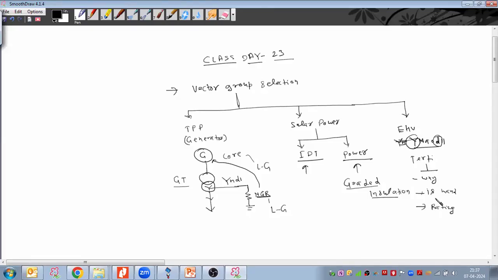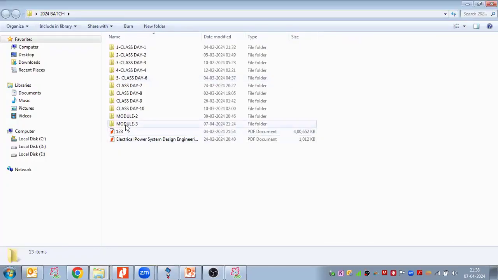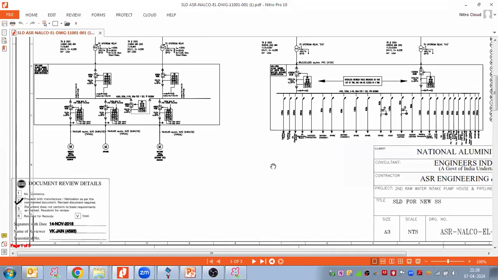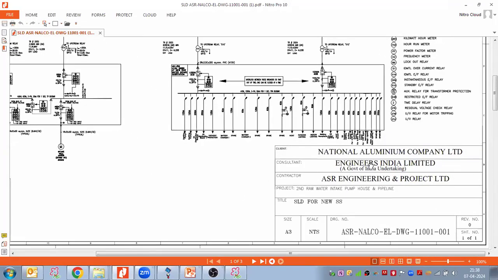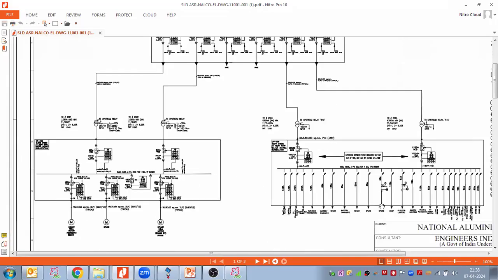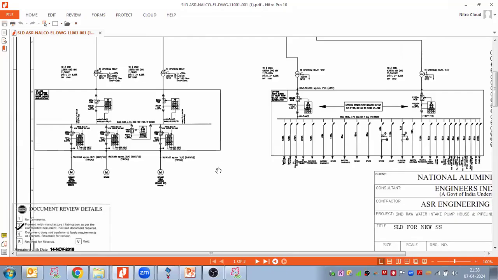Now, taking one more example, a single line diagram study that I was putting. I think I have that SLD. Just give me 1 second. One SLD. So this SLD is for NALCO, National Aluminium Company Limited. EIL is the consultant who have approved this.